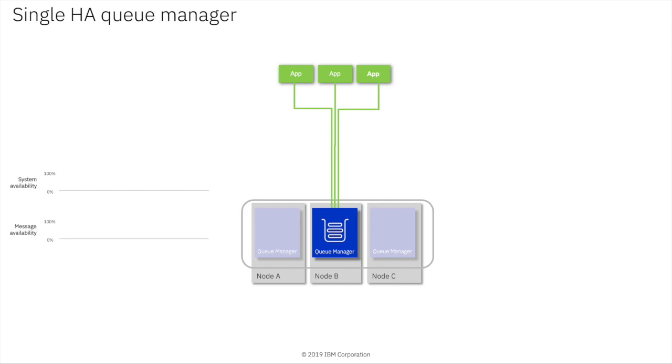And those nodes are there as a way to be able to take over in the event of a problem with the node where the queue manager is active, or a problem with the queue manager itself. Now, there's multiple ways you can do this with MQ. I'm not going to go into details of them here. I'll put some links in the video.